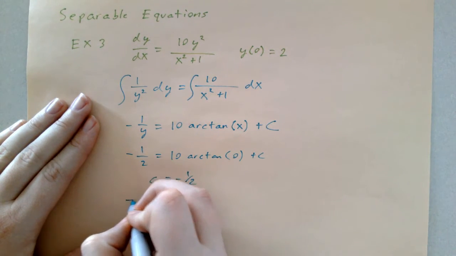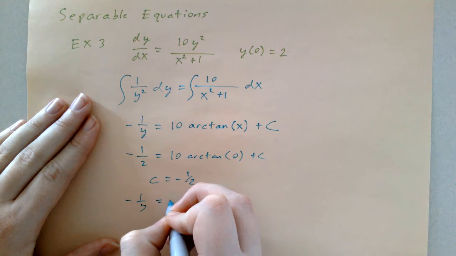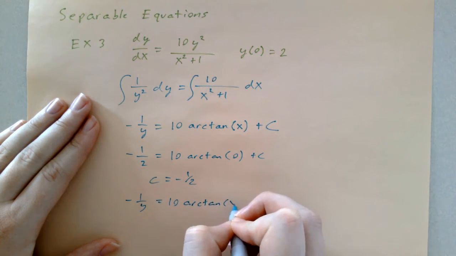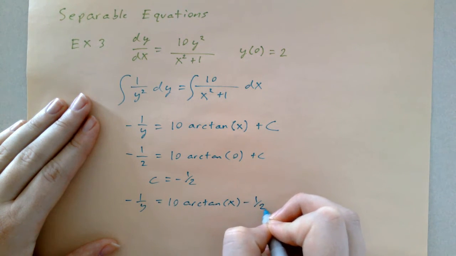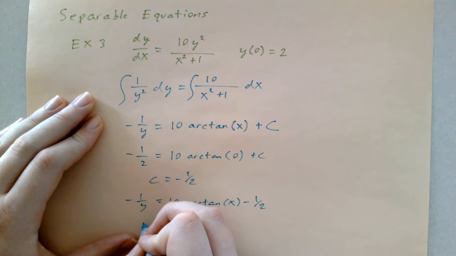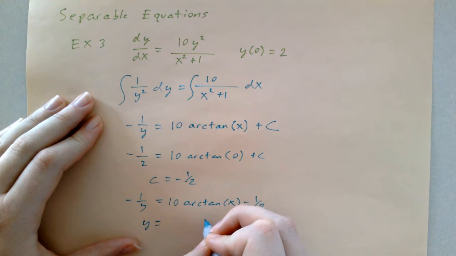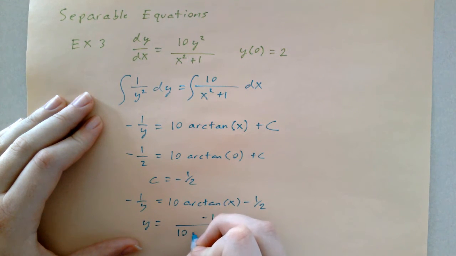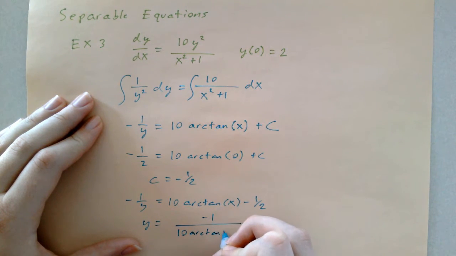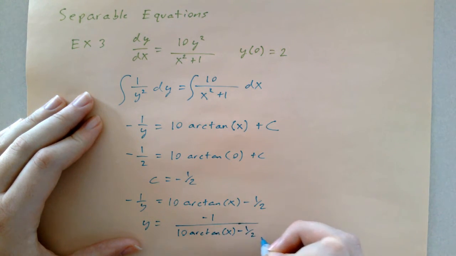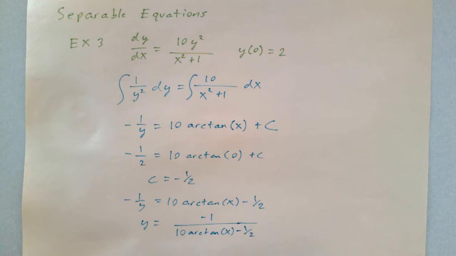So we have negative 1 over y equals 10 times the arctangent of x minus 1/2. Distribute our negative and invert, so we have y is equal to negative 1 over 10 times the arctangent of x minus 1/2. And that is our final equation for y.